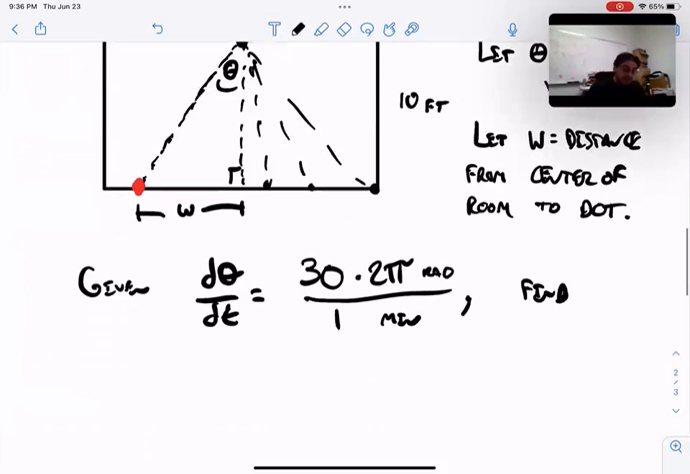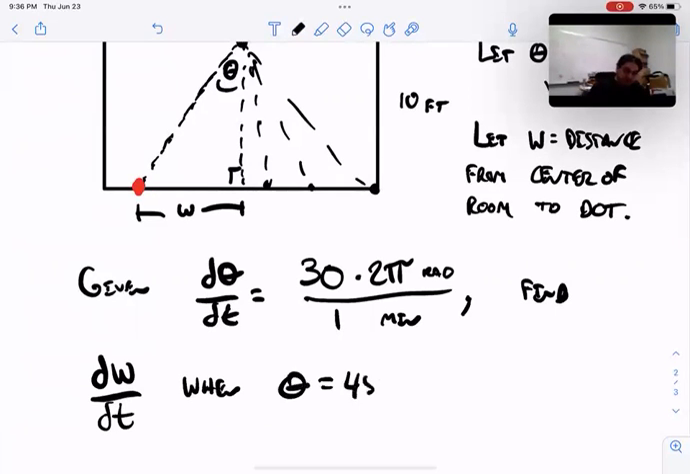I want to find, this is another way to state this problem, I want to find dw dt. Find the rate at which the dot is traveling, the rate at which w is growing, will be dw dt. Find this quantity when theta is 45 degrees, or we could say when theta is pi over 4.